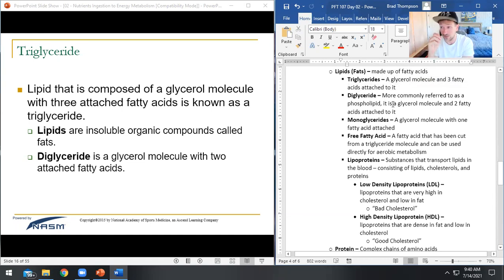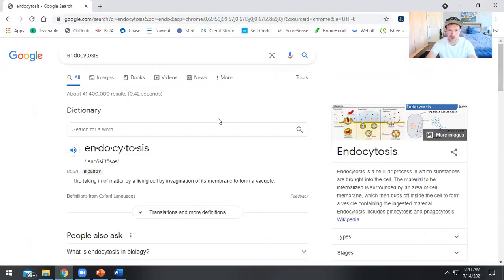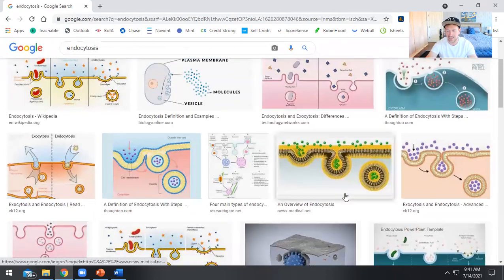And when you think of saturated fat or unsaturated fat, when you're consuming foods, you are consuming triglycerides. Or when your body builds up excess glucose, if it can't be stored as glycogen, it'll get converted into triglycerides and then stored within a fat cell. So a triglyceride is definitely a really high source of energy, but there's also diglycerides. These are more commonly referred to as phospholipids, and that's 2 fatty acids attached to it. When you look at your cell walls, I just looked up endocytosis, right? And we saw it kind of looked like this, right?